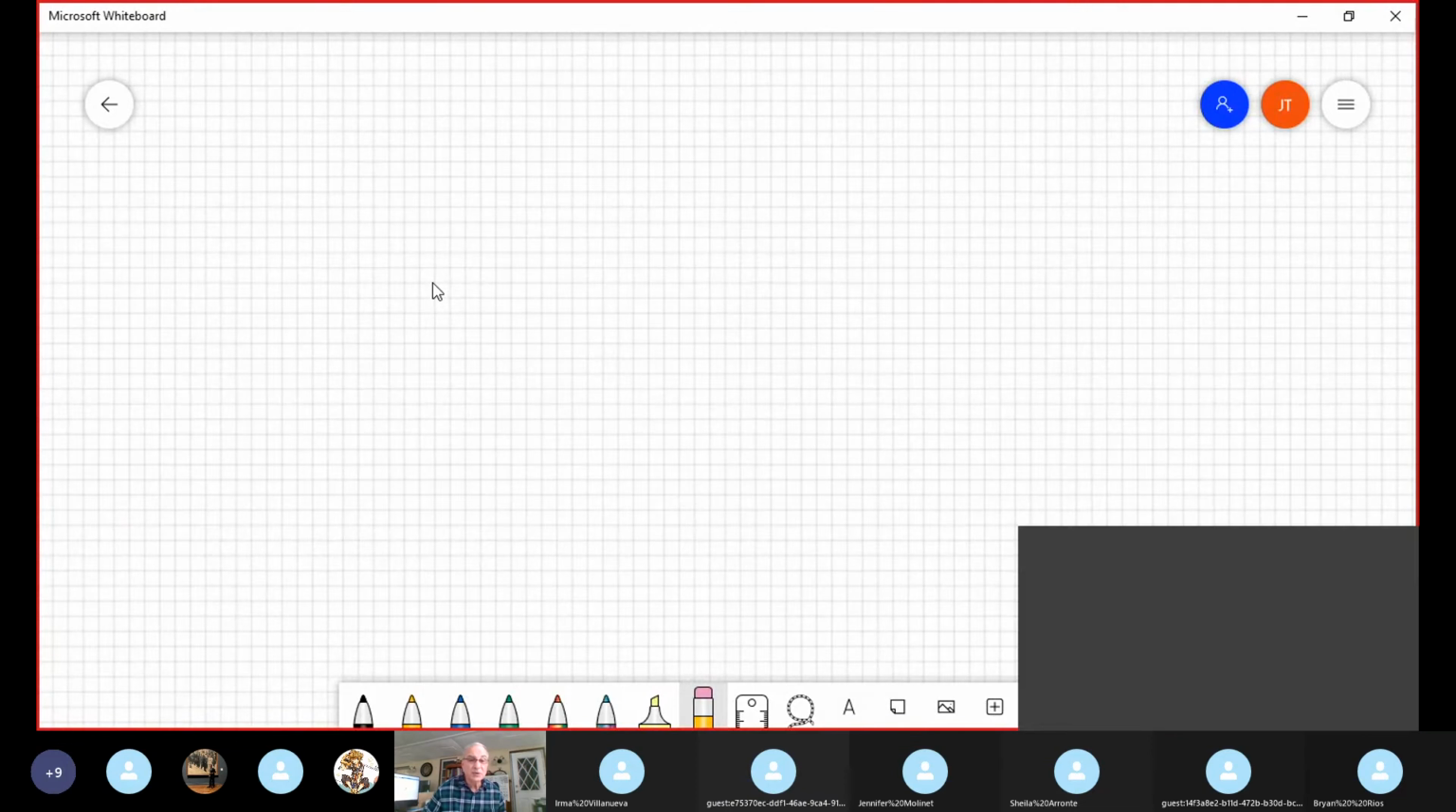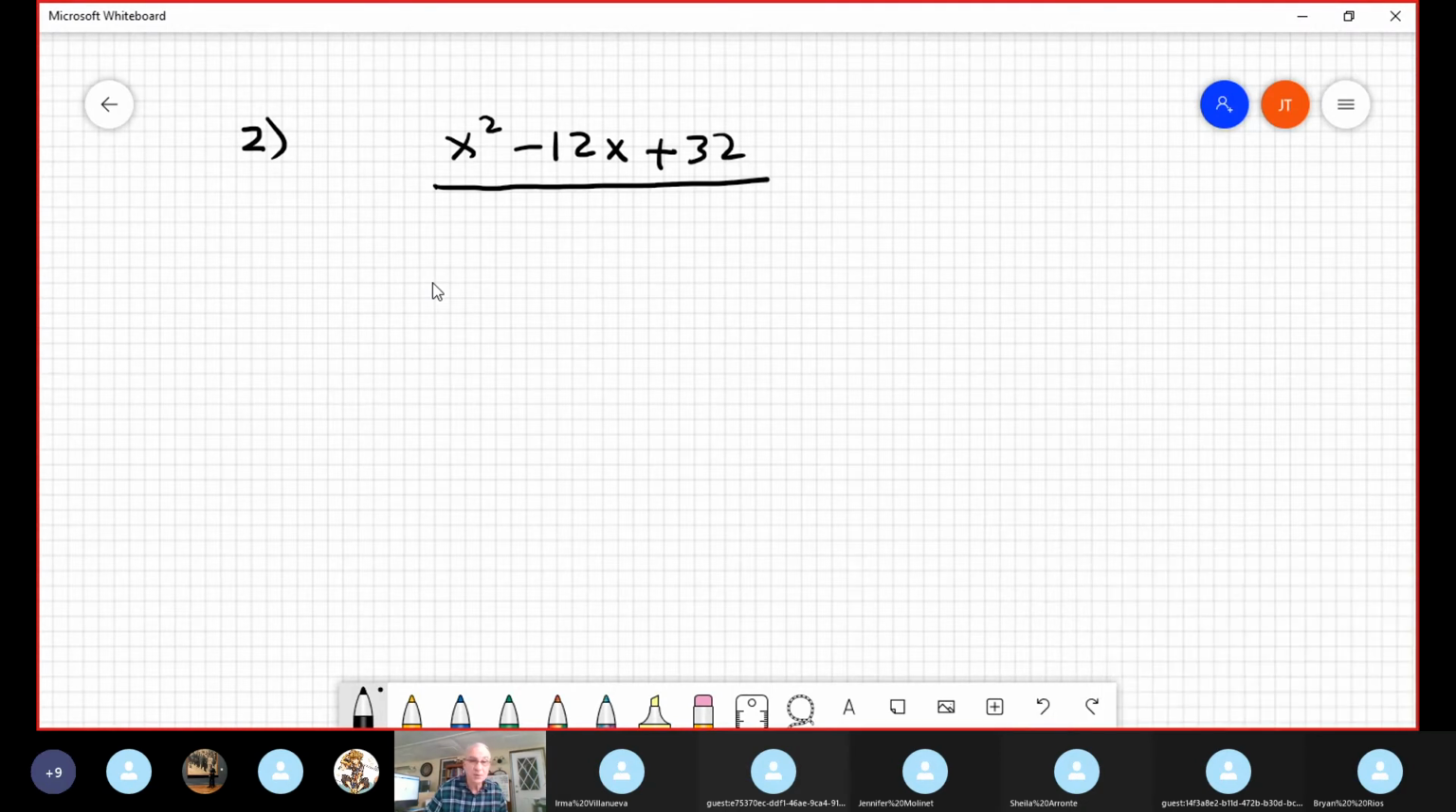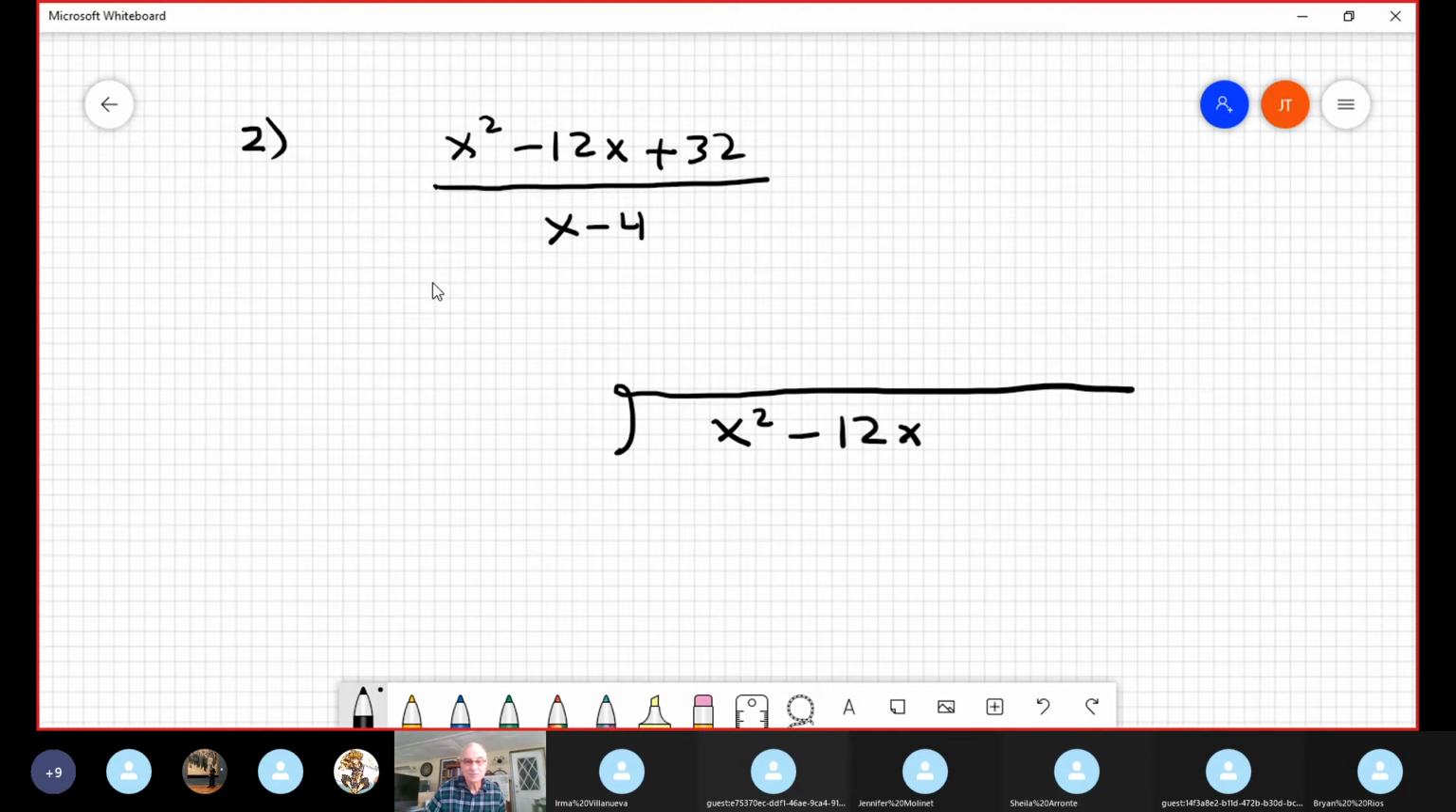Okay, let's do number 2 now. Number 2 is also a division, right? You divide x squared minus 12x plus 32 divided by x minus 4. But I don't do it in that way. I'm using the long division format. I copy the top part inside the box and the bottom part outside the box: dividend, divisor.